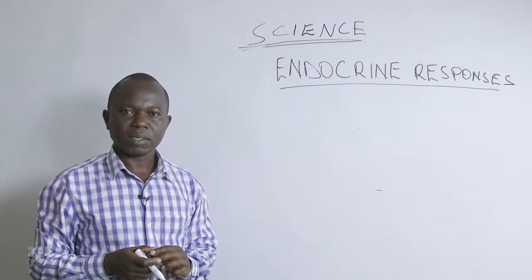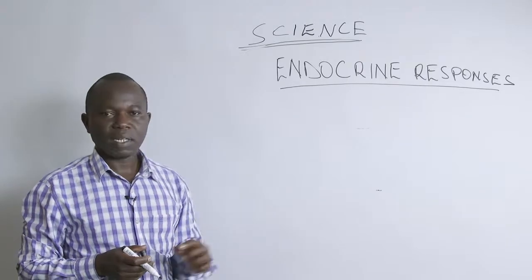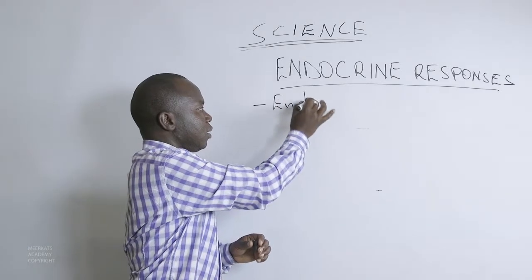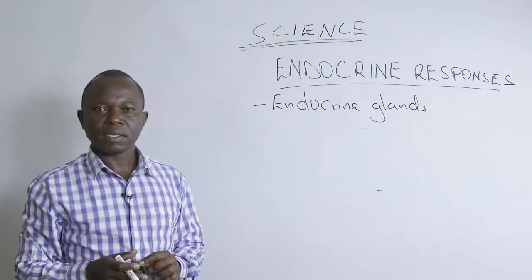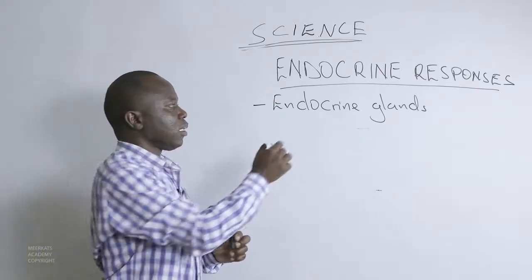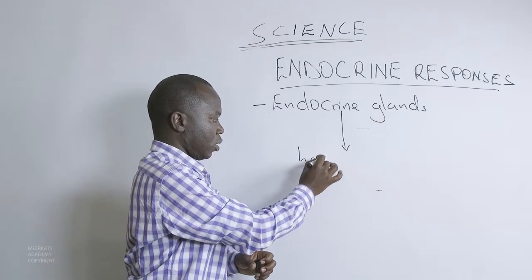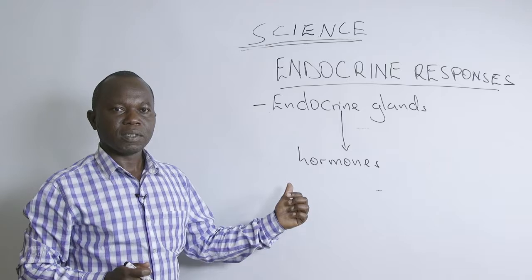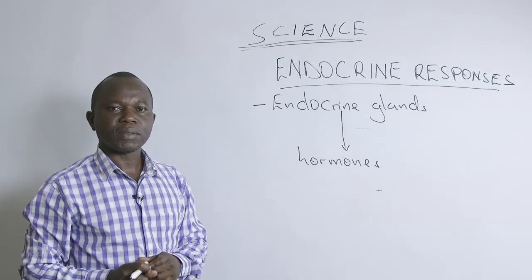So when you talk of endocrine responses, one thing that should come to mind is, what are the major factors that are involved? In the endocrine response, we are going to have endocrine glands. And it is these endocrine glands that, when a stimulus has been detected, are going to release hormones. So these hormones will get into the blood, and in the process they'll be transported to the target organs.